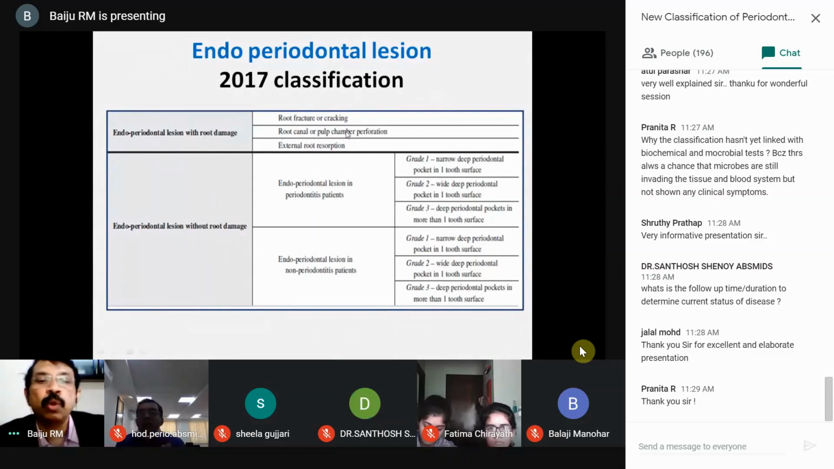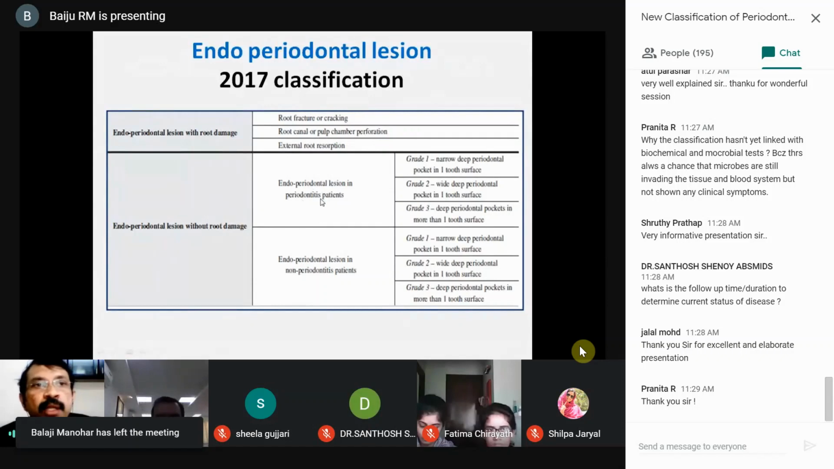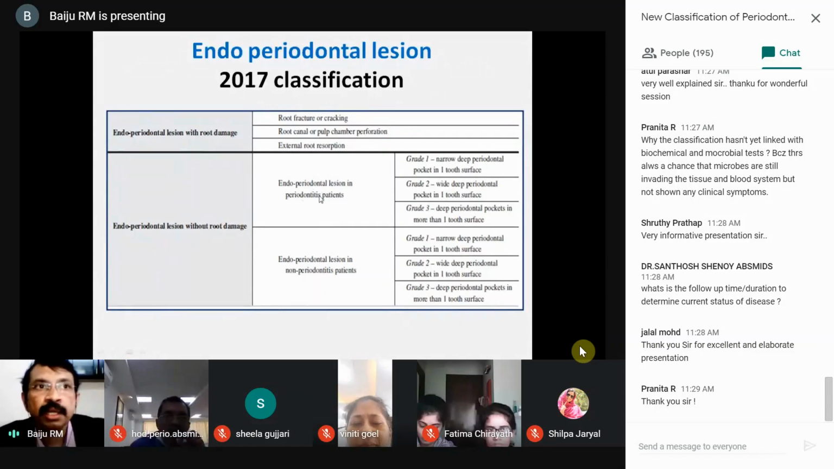In brackets, you can mention what the damage was: fracture, perforation or resorption. If you don't get any signs or any evidence of root damage, and you still have an endo-periodontal lesion, then you diagnose it as an endo-periodontal lesion without root damage. Again, it is subclassified: endo-periodontal lesion in a periodontitis patient. So look elsewhere in the mouth. If there is evidence of periodontitis from the radiographs or pocket charts elsewhere in the mouth, then you mention that it is endo-periodontitis.